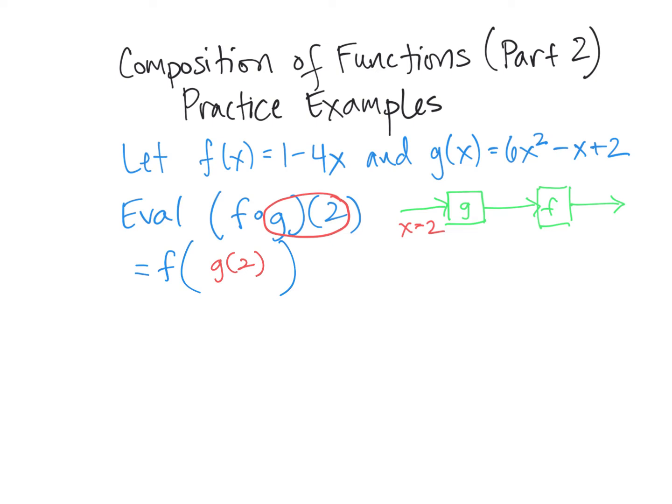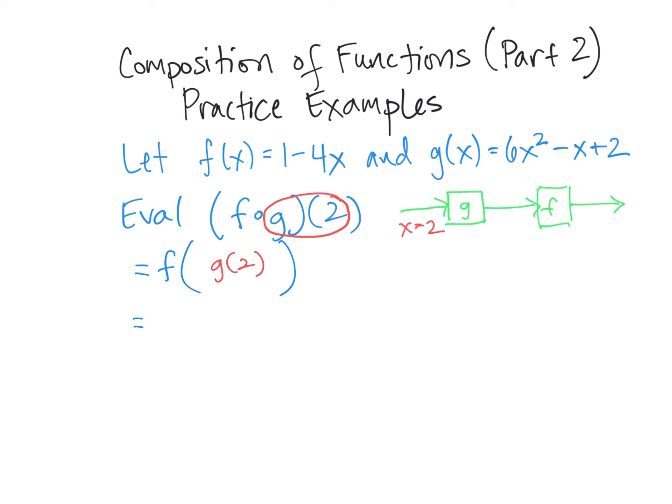Okay? So over here, we plug 2 into g. What does g do to its input? First it squares its input, multiplies that value by 6, then subtracts that input, and then adds 2. Okay? I don't have room to do all that work right here. So instead, I'm going to keep over here in blue, and I'm going to prepare that way.